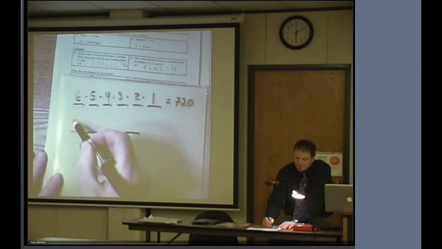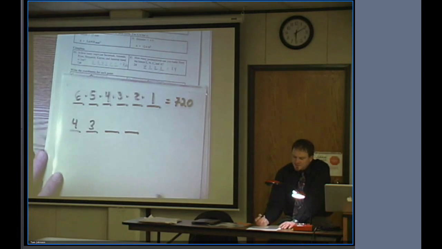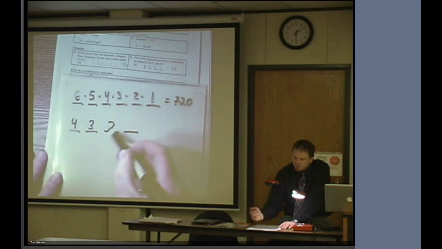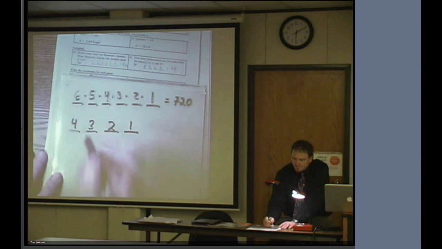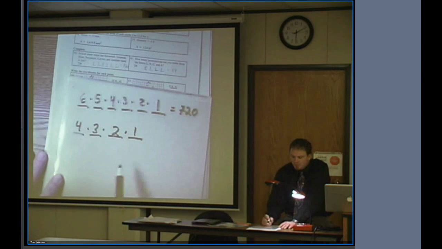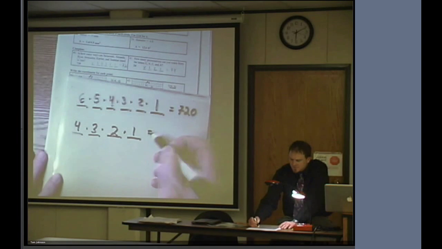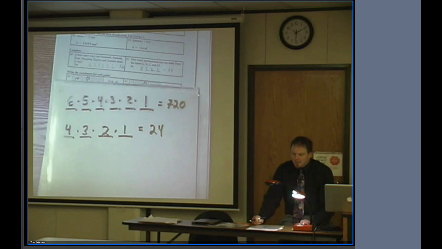Well, we've got 4 choices for that first spot, 3 choices for the next one, 2 choices for the next one, and 1 choice for the last. So we'll take 4 times 3, which is 12, times 2, which is 24, times 1, which still is 24. So our answer to number 41 is 24.